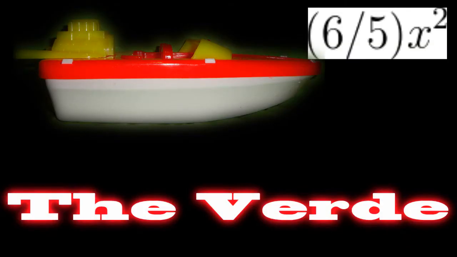The Verde, fastest but most unreliable of the three ships. It travels about 18 knots, but has a broken guidance system. The Verde traveled on the path y equals 6/5 x squared.